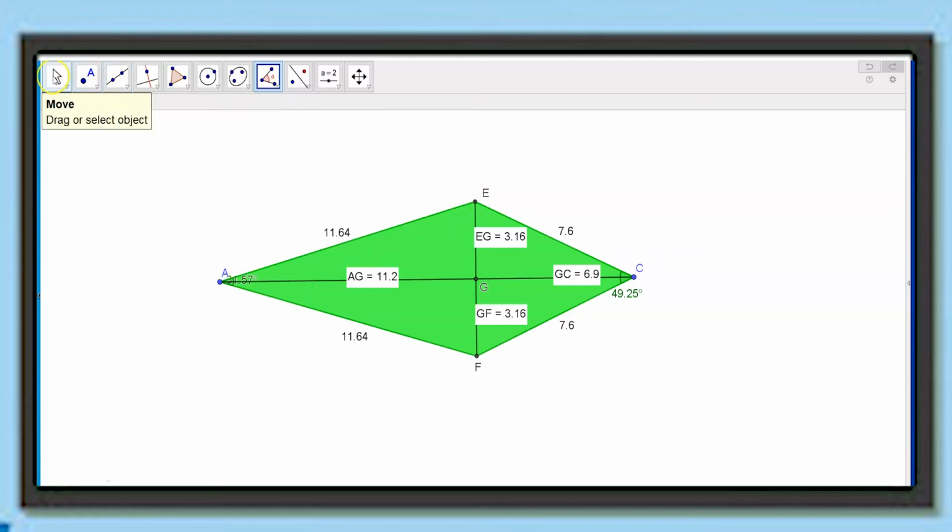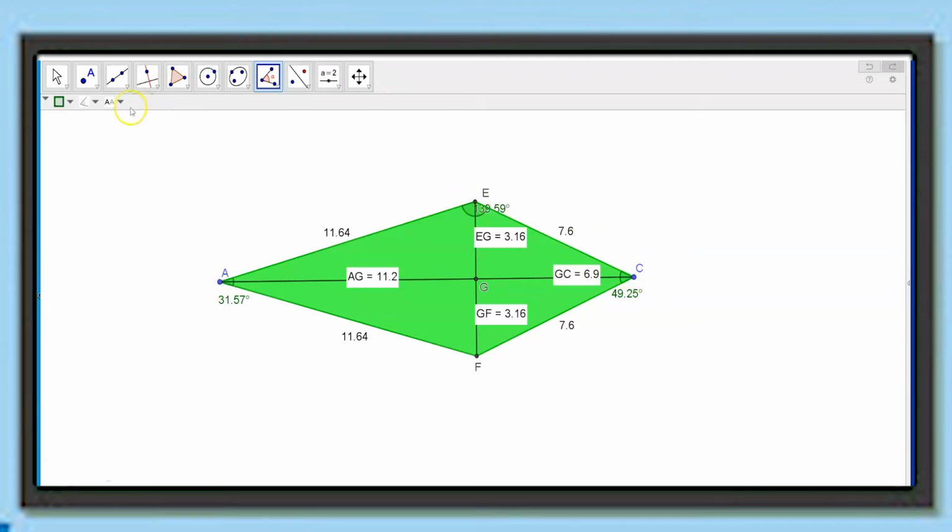So that angle comes out to be 31.57. So here angle A is not equal to angle C. Now let's go and measure the remaining two angles. So let me take the angle tool again. Now I am going to measure angle AEC.